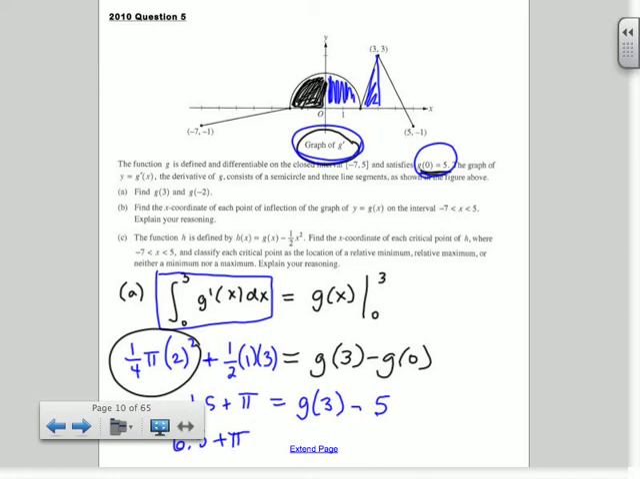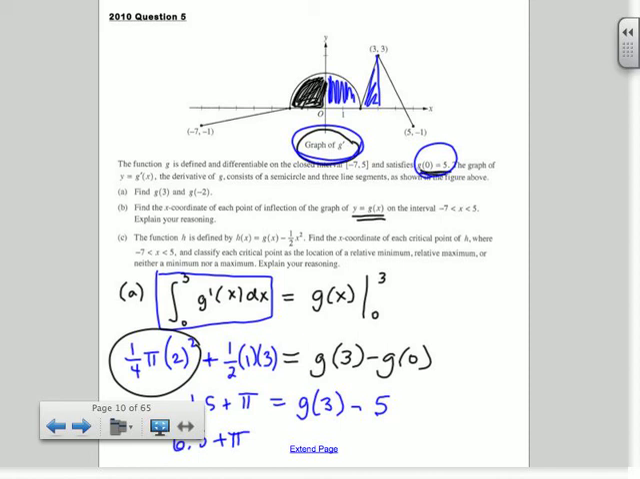B says find the x-coordinate of each point of inflection on the graph of G of x. We don't have the graph of G of x, so let's think through this. Point of inflection, what does that mean? Second derivative equals 0, right? But what also has to happen for a point of inflection? Your second derivative has to change from positive to negative or negative to positive.